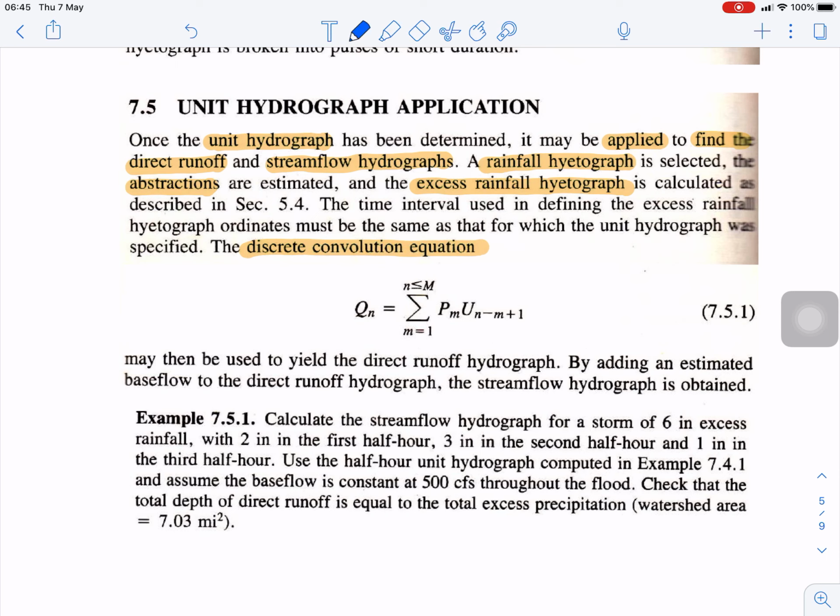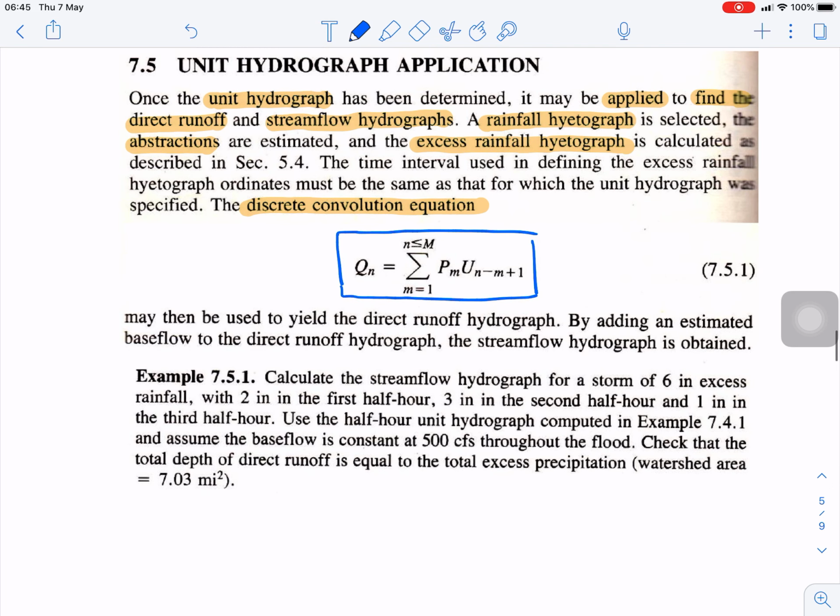So based on the same equation, now we know U, and given a new P, we can estimate Qn. Qn is the direct runoff hydrograph, and by adding the estimated base flow to the direct runoff hydrograph, we can finally estimate the stream flow hydrograph.